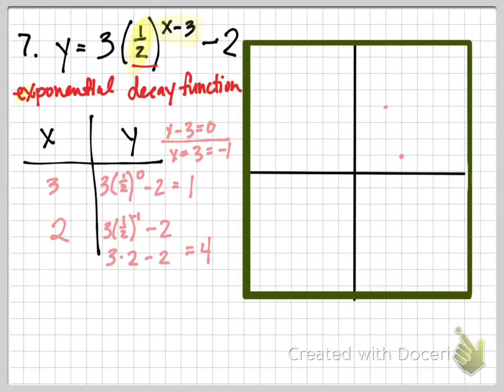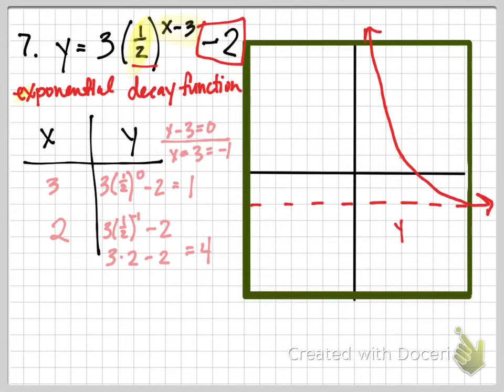Then I need to connect the dots. But first, before I do that, I need to know where to stop. So if I am looking at my function, this minus 2 would be my asymptote. So minus 2. So I can connect the dots like this and then stop at y equals minus 2, which is my asymptote.